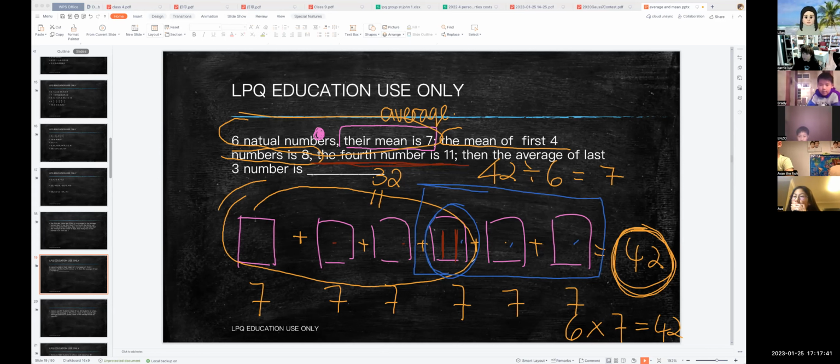Okay, so do we know this number? 11. Okay, do we know these two numbers? No. But can we find out what are these ones? Yeah. How to do it? That minus that. Very good. 42 minus 32, because the whole entire six numbers is 42, and the whole entire four numbers is 32. So these two add up to how much? 10. Very good. So 11 plus 10 equals what? 21. 21 divided by 3 equals what? 7. So the number is 7.